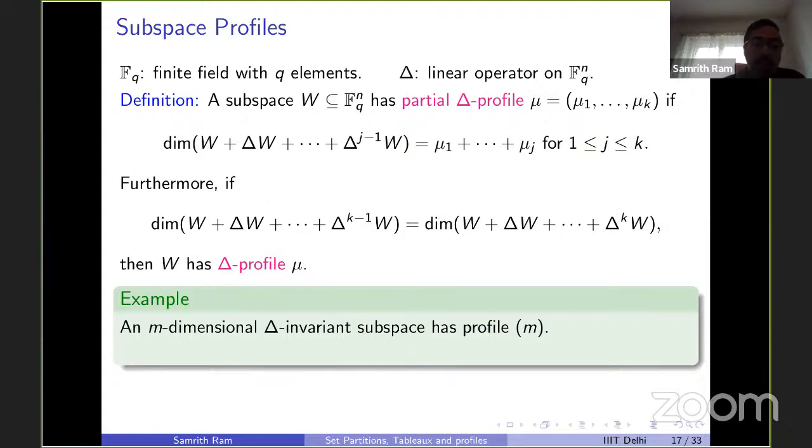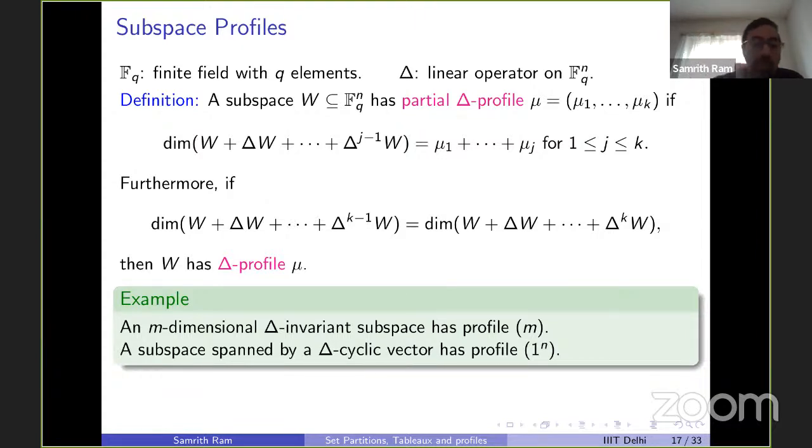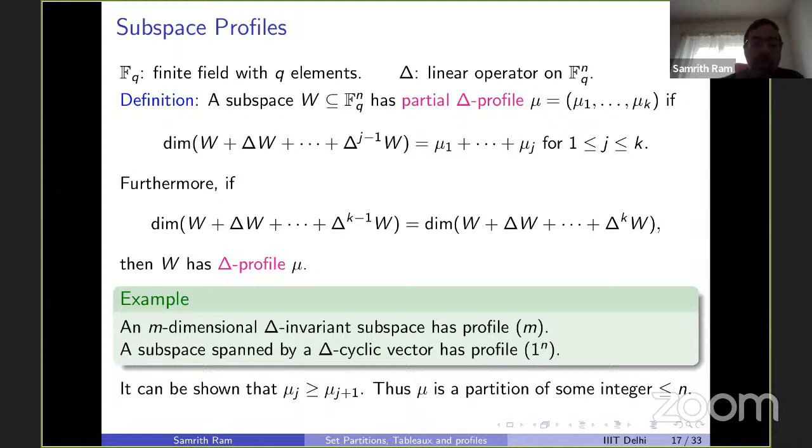For instance, if you take an invariant subspace, then its delta profile is simply the partition with a single part equal to m. Whereas if you have a subspace that is spanned by a delta cyclic vector, that has a profile 1^n. So a delta cyclic vector would span the whole space, so that corresponds to the partition of all ones. One can also show that these mu_j's are weakly decreasing, and therefore mu is a partition of some integer that is less than or equal to n, which is the dimension of the vector space.